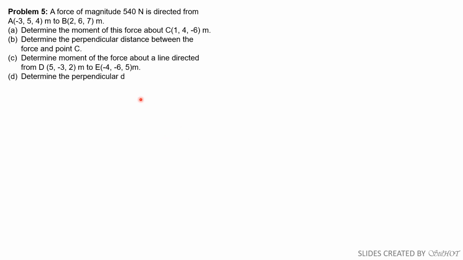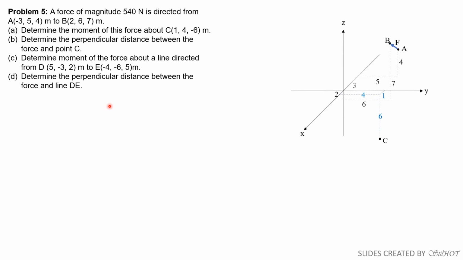Determine the moment of the force about a line directed from D to E. Then determine the perpendicular distance between the force and the line D. So this is the one I told you about, the perpendicular distance between two vectors. So for part A, let's plot the points first.